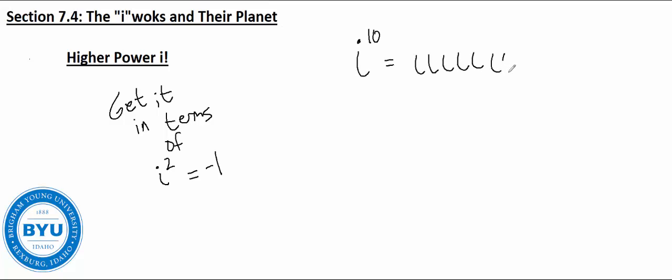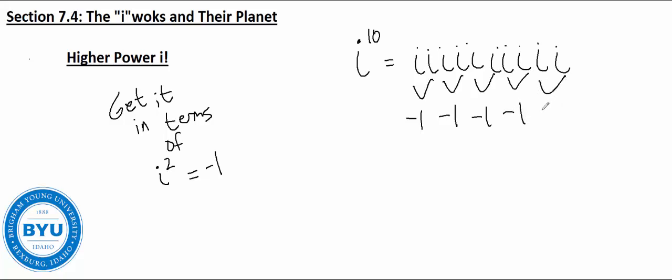i, if you wanted to. 1, 2, 3, 4, 5, 6, 7, 8, 9, 10 i's. And then write it, this is negative 1, this is negative 1, this is negative 1, this is negative 1, this is negative 1. So negative 1 times negative 1 times negative 1. Ooh, negative 1 times negative 1 is positive 1. That's negative 1, positive 1. Oh, it's negative 1. So again, getting them in groups of 2 helps.